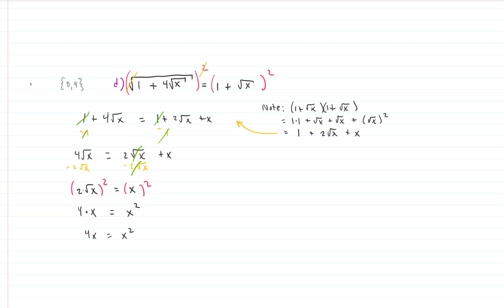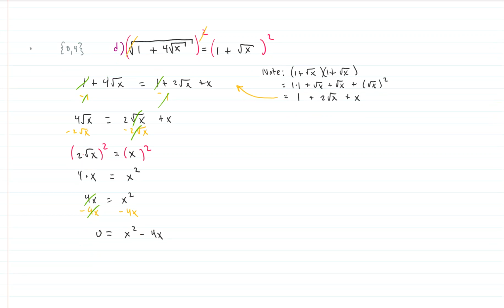We have 4x equals x squared. Let's subtract 4x on both sides. Cancels on the left, and we get 0 equals x squared minus 4x. We can factor out an x. We get x times x minus 4. This all equals 0. Set both these equal to 0. We get x equals 0 as one option.